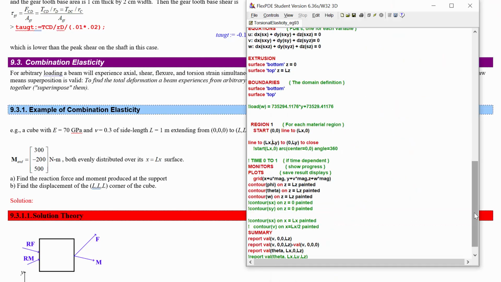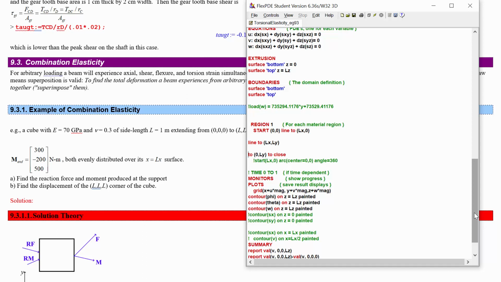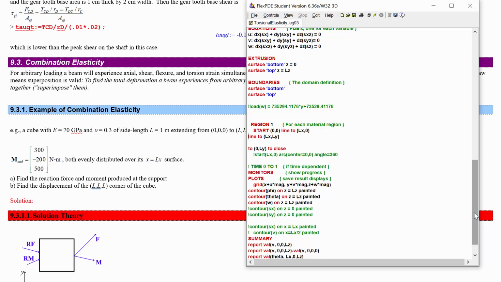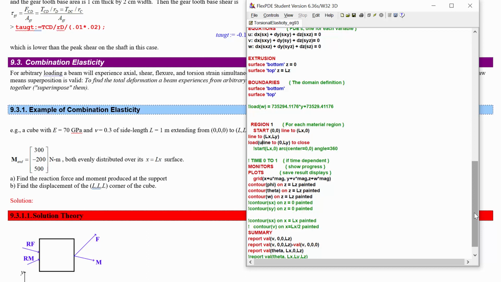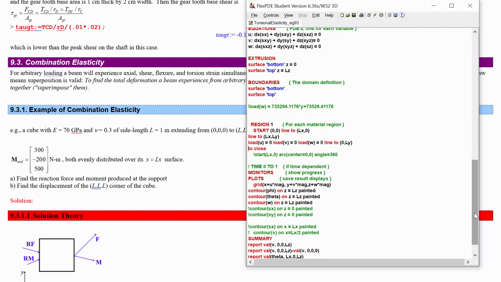Then, just before we forget, after that, we are going to be putting in that the load goes back to 0. And then on the back surface, from 0 Ly to close, which is this one, we need to fix it. So we'll say value of U is 0, value V is 0, and value W is equal to 0.